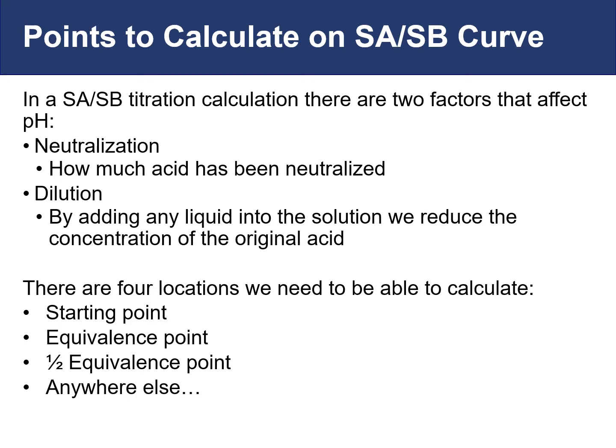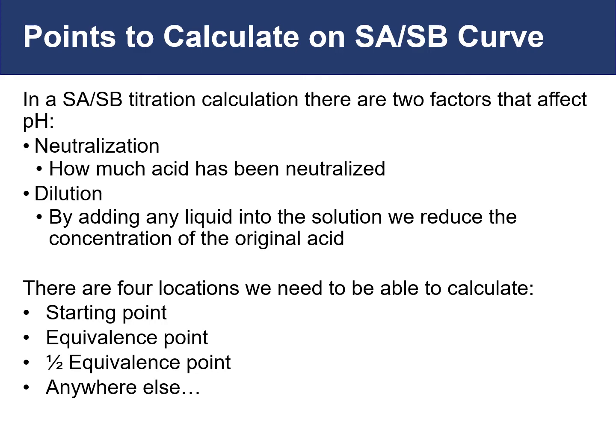The first is the starting point, which is the location before we've added any of our strong base, if we're doing a strong acid, strong base titration. The equivalence point, that's the location where we've added the exact same number of moles of base as we had original acid. The half equivalence point, which is halfway to the equivalence point, so you've added half the number of moles of base as you originally had acid, and, well, everywhere else.